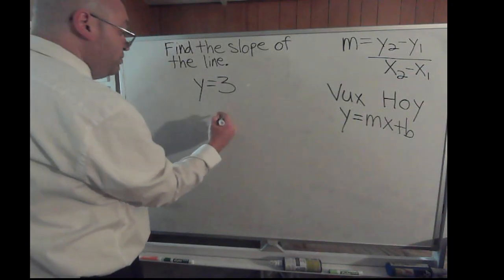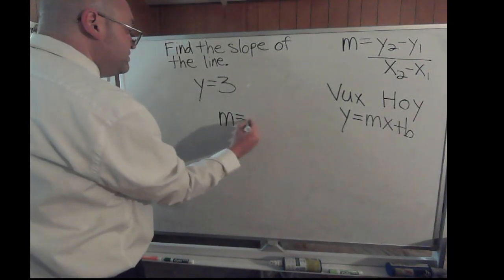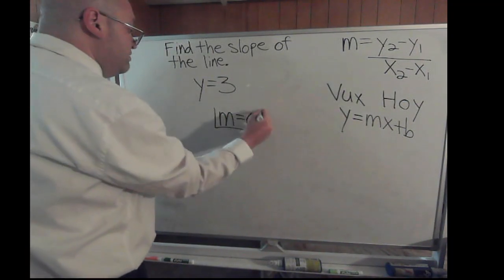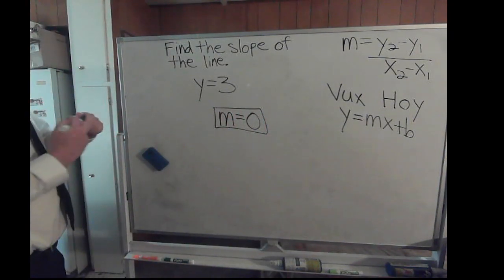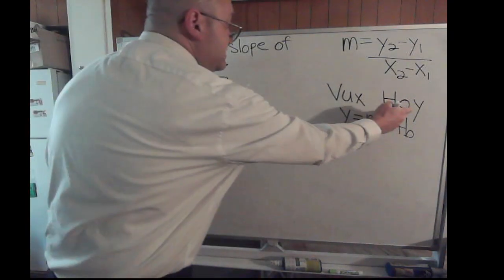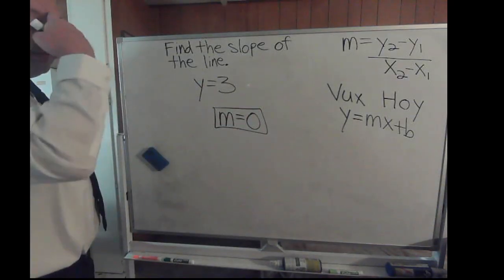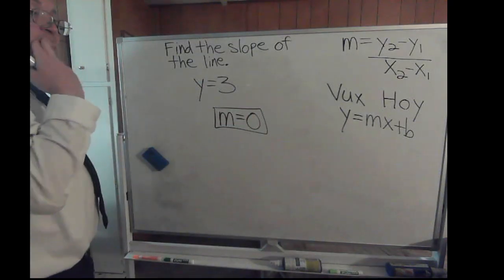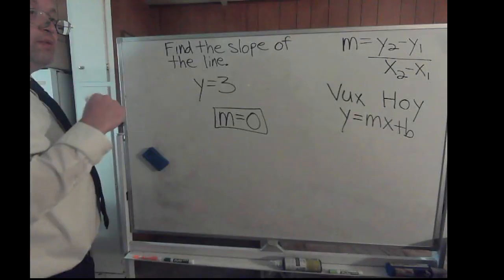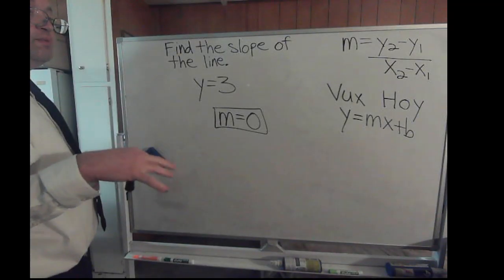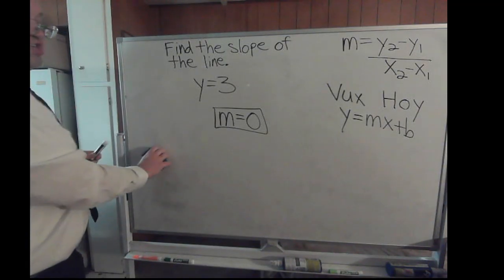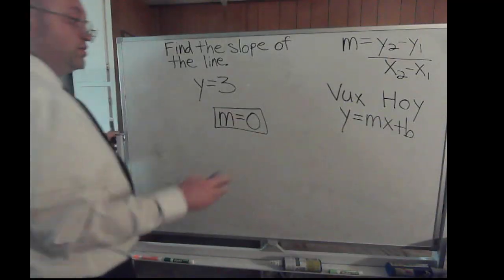So if you just see y equals a number, the slope is automatically 0. There's no slope if it's y equals. It's just a straight horizontal line. If we remember from the lesson before when we were graphing them a lot, it's just a straight line laying down horizontal.